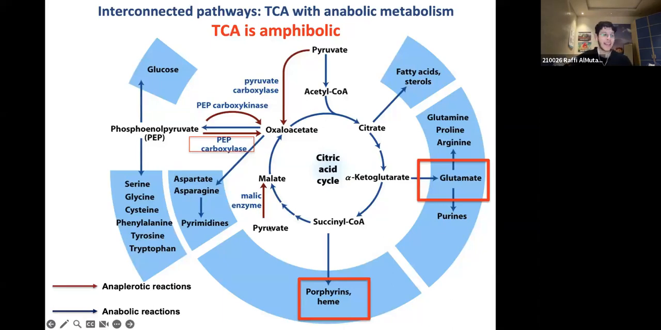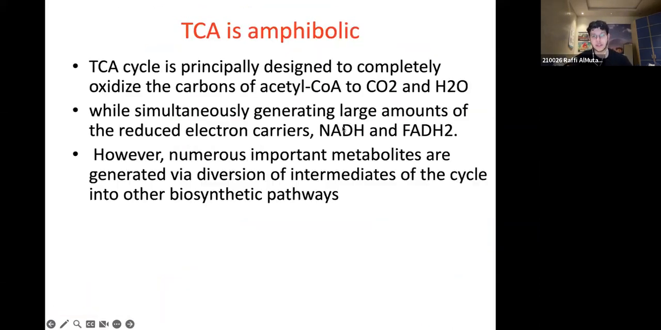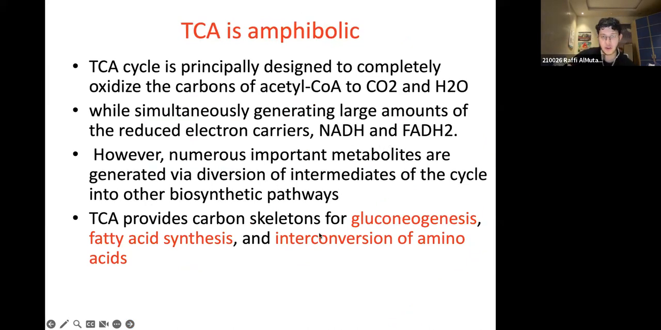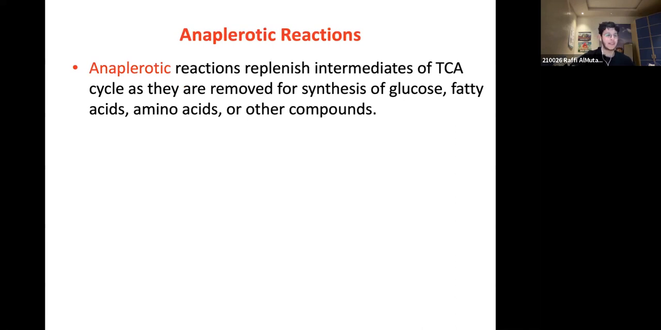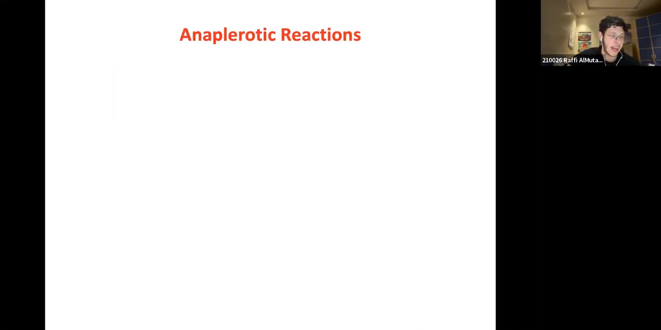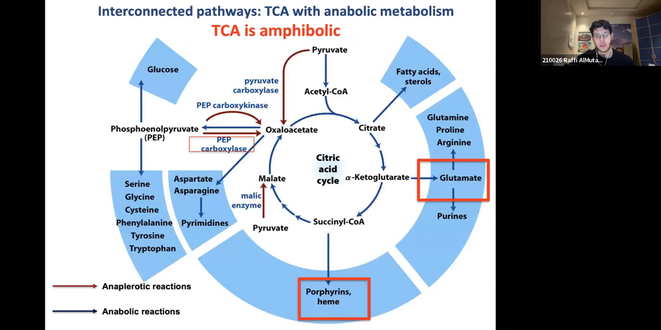The other thing we have is anaplerotic. Here it's written down. This is just showing you the interconnection. This is showing you the catabolism and anabolism of the TCA. And then anaplerotic basically means that these are reactions that replenish the intermediates. The anaplerotic reactions we have are the pyruvate step and the PEP carboxykinase step. PEP carboxykinase, which converts PEP to oxaloacetate, is an example of anaplerotic. It replenishes the ingredients for the cycle.